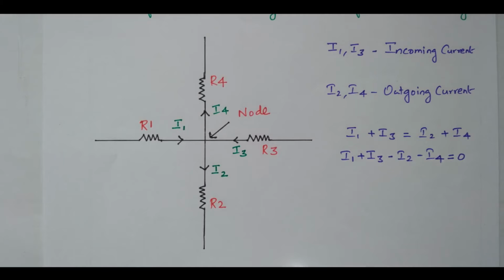So that is the statement given by Kirchhoff's current law, right? The sum of incoming current is equal to the sum of outgoing current. And the other statement, the sum of total current in a junction is equal to 0, right? So this is the statement given by Kirchhoff's current law. Now we'll go to Kirchhoff's voltage law.